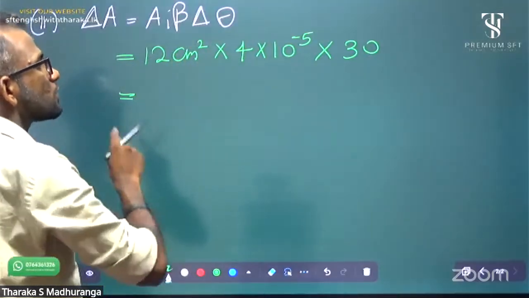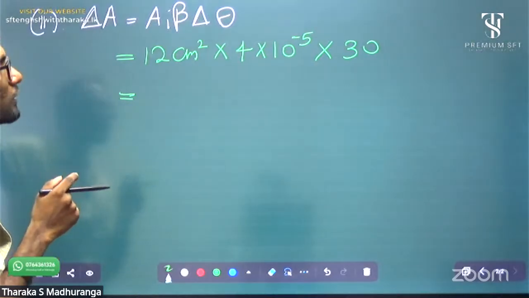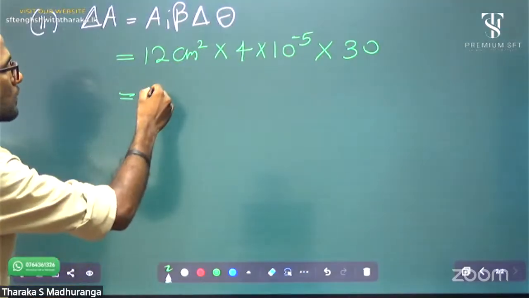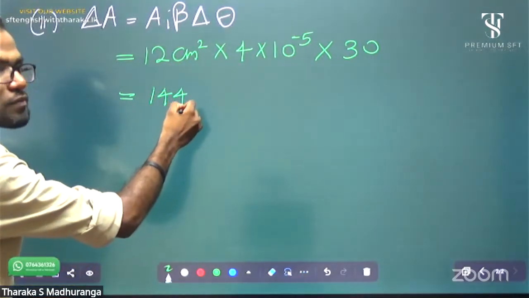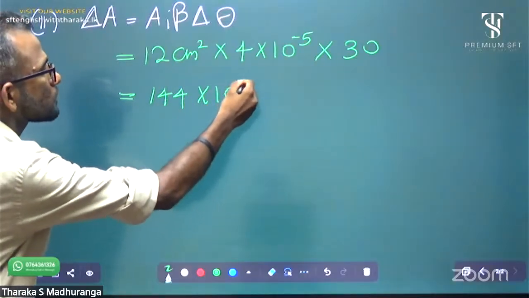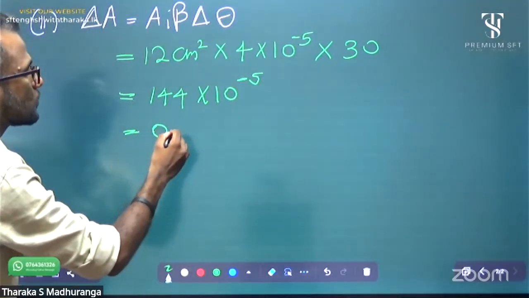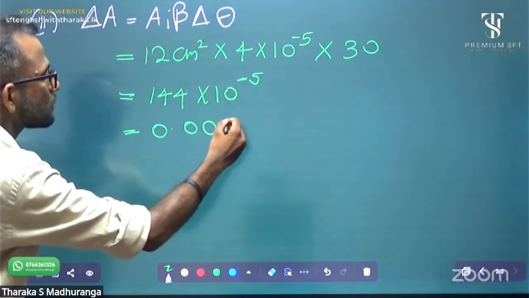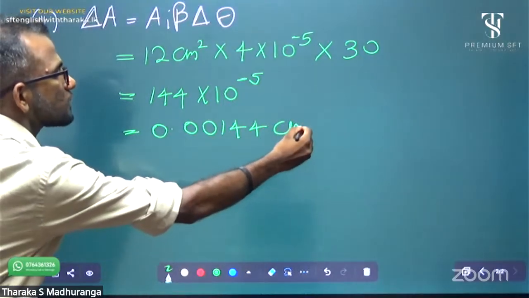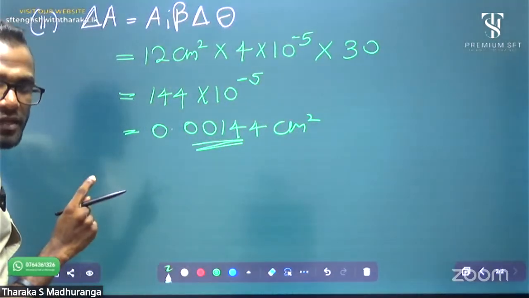12 into 4, 48. 48 into 3, 144, into 10 to the power minus 5. That means 0.00144. Okay, this is the base area expansion, right?